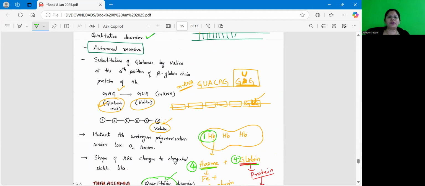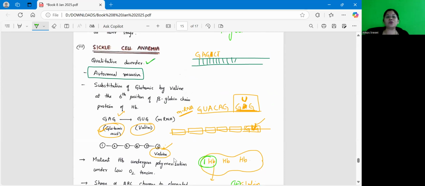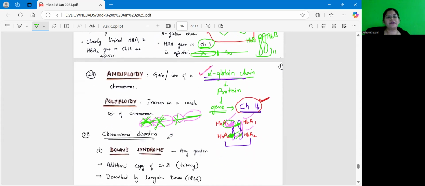And again, if you come to sickle cell anemia, I said it is qualitative. Entire alpha and beta globin chains will be synthesized, but the quality is not good there, because instead of glutamic acid, we have what? Valine. I hope I'm clear. So this is about sickle cell and thalassemia.